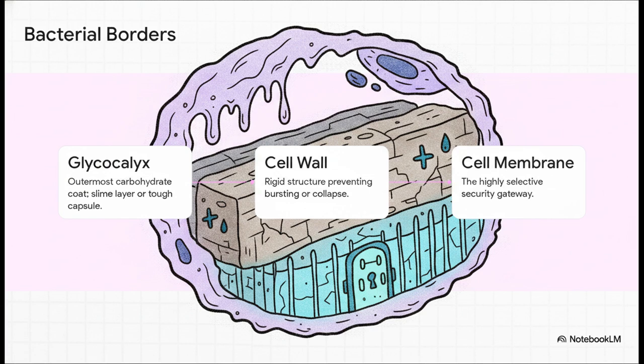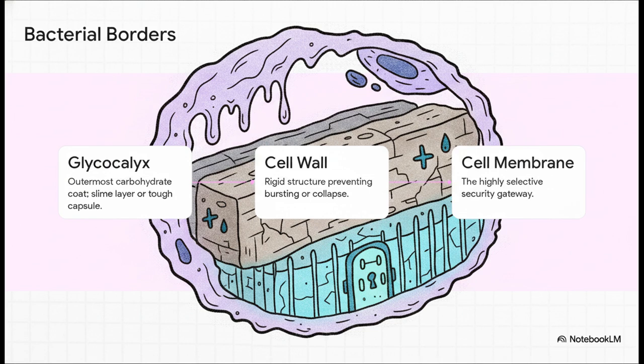Sometimes it's this loose, sticky slime layer, and other times it's a really tough defensive capsule. Step past that and you hit the cell wall. Now, I want you to think of the cell wall exactly like Ambuja cement. It is incredibly rigid, totally unyielding, and its entire job is to ensure the cell doesn't burst open or collapse in on itself under environmental pressure. And just as a quick aside, scientists actually use a special dye on this envelope. If the cell wall holds onto the dye super tightly, we call the bacteria gram-positive. If the dye just washes away, it's gram-negative. Simple as that.